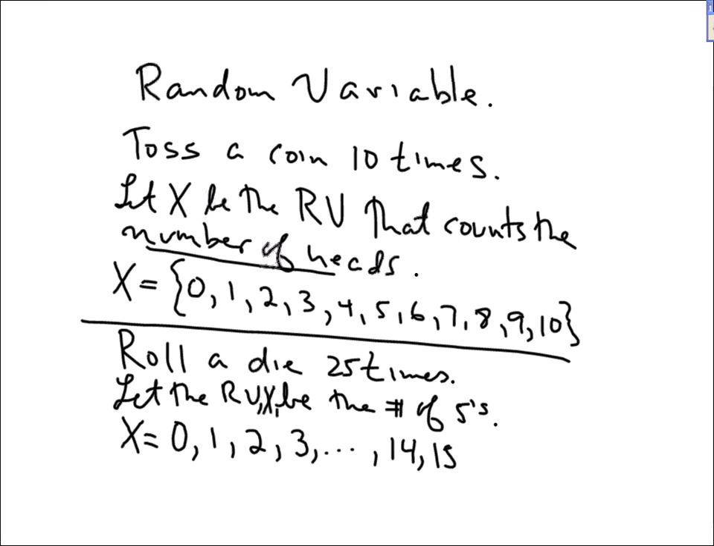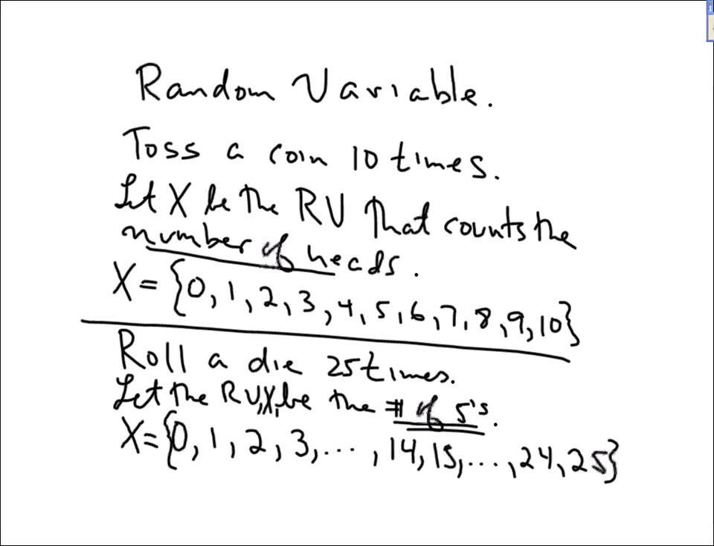Or maybe you have 15 fives. All the way up to 24 of the tosses or rolls were a 5. Or amazingly, maybe all 25 rolls ended up being a 5. But nonetheless, those are the values that the random variable can be. The random variable, in this case, counts the number of fives. It counts things. You take a test, the random variable could be the number of questions you got right.